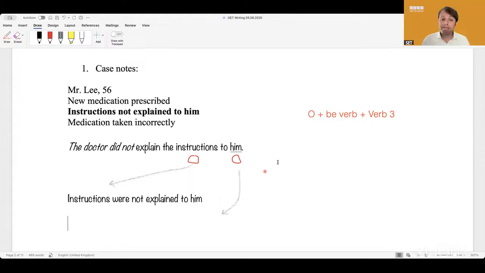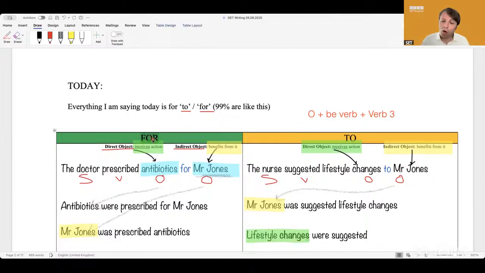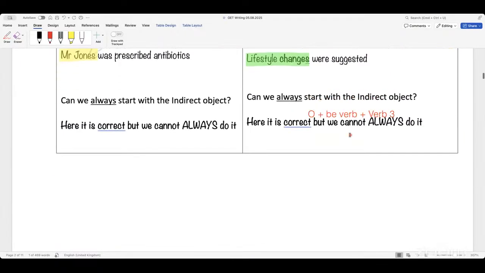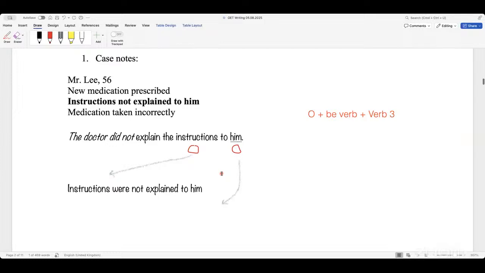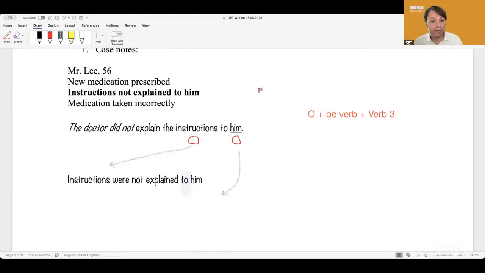Now, Anahita, he was explained with the instructions. Anahita, can you say hello? Hello, Helen. Remember, Anahita, it's for or to. But you wrote with. Okay. With, it's for or to. So try again. Try again. Yeah. Not explained with.